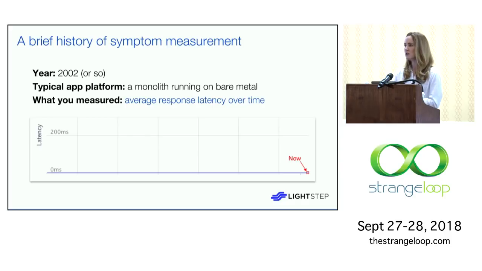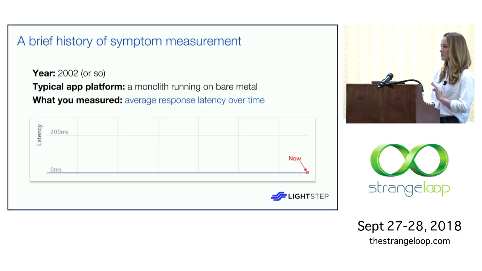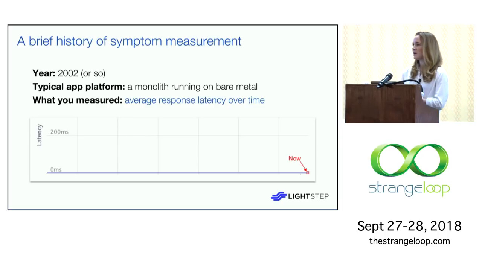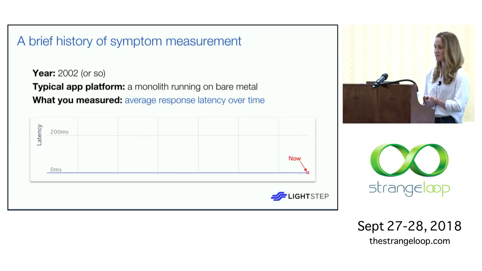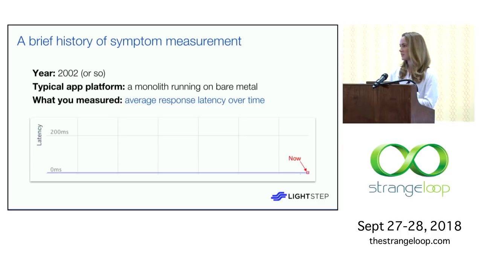So back in 2002, folks were starting to run things on the cloud, and what a typical app might look like is that there was a monolith running on bare metal somewhere, and the way that we thought about performance was that we looked at average response latency over time. This graph looks kind of boring. The average is flat. You can barely see it. It's around a millisecond. Here, time is progressing from left to right, so now is on the right side.